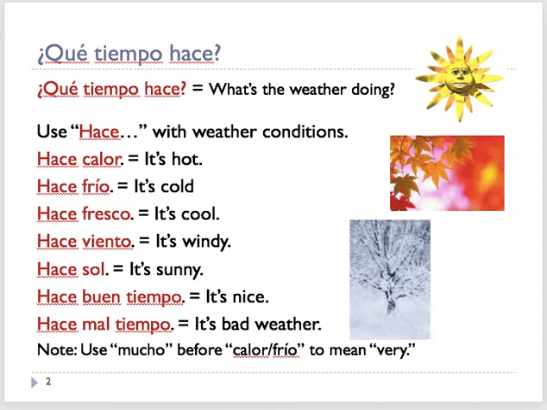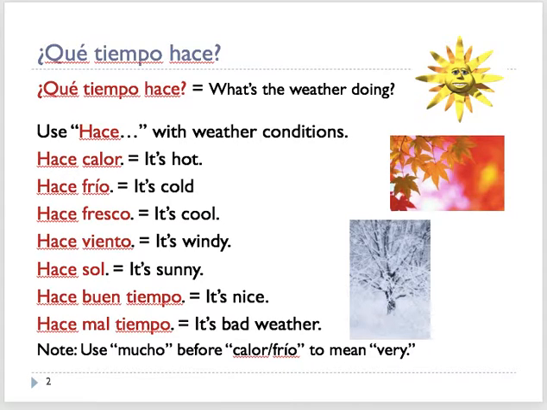Repetan. Hace calor. Hace frío. Hace fresco. Hace viento. Hace sol. Hace buen tiempo. Hace mal tiempo.